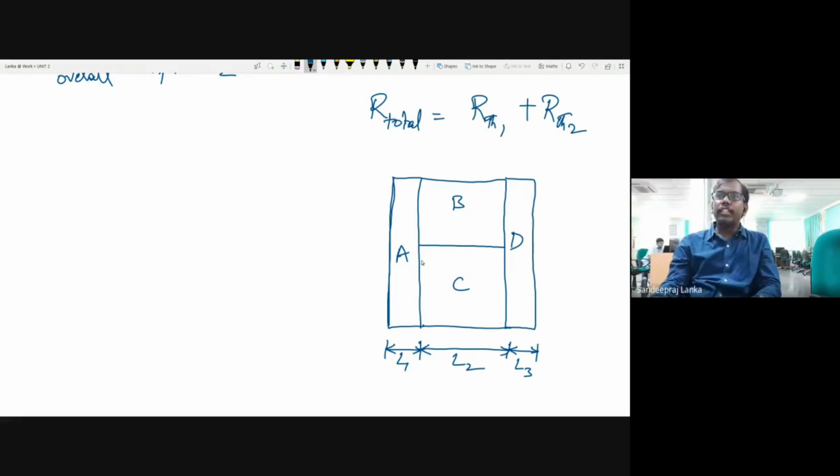If this is the case, what will be my resistance diagram? Look at the circuit diagram I have to draw. The circuit diagram will be like this. This will be R with respect to A. And then what you can see is B and C are not in series. They are in parallel. So I have to represent them in parallel.